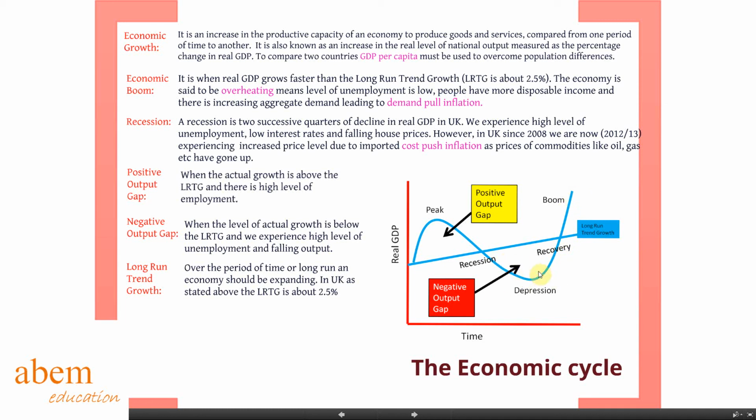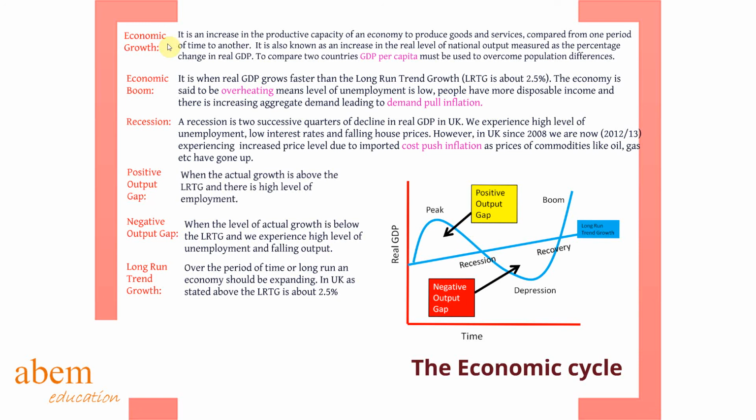The gap between the actual curve and the LRTG is known as the negative output gap. When it's below the LRTG, and above the LRTG the actual growth is known as the positive output gap. Economic growth is an increase in the productive capacity of an economy, so being able to produce more goods and services.